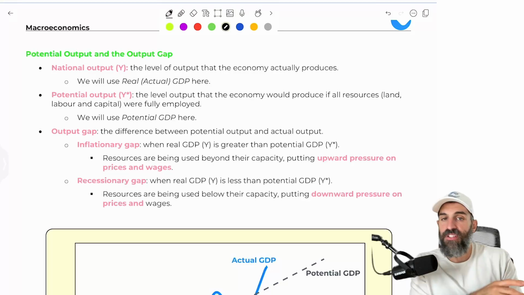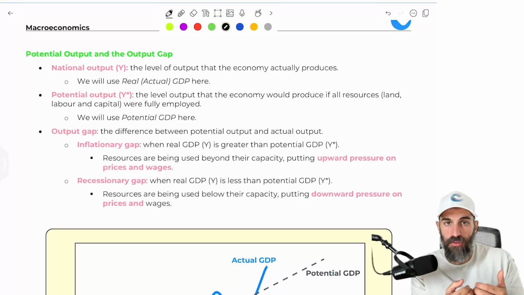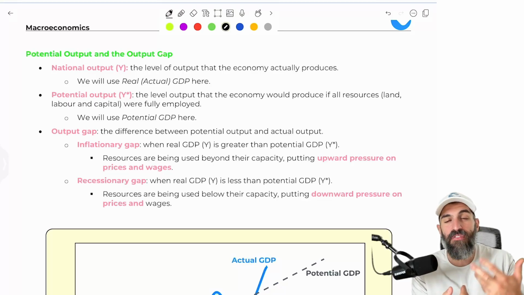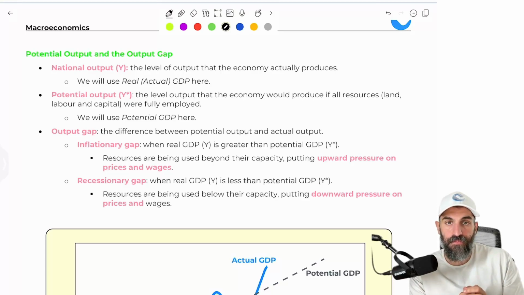Now, when the opposite is happening, when you're producing less than your potential, that means you're underusing. You don't have enough hours to give your workers. Your machines are sitting idle. The opposite effect happens. We have a downward pressure on price, and we typically will enter into a recession.